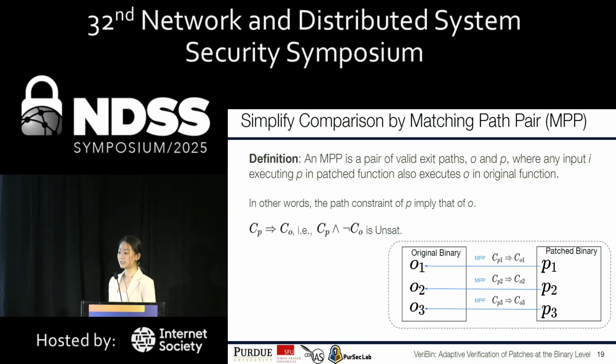In these cases, we can directly compare the symbolic values between these matched pairs instead of comparing the merged values across all the paths. This optimization is super useful for security patches because they are relatively small in scope.